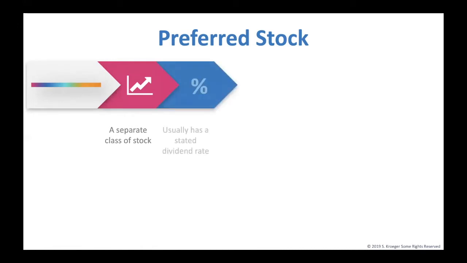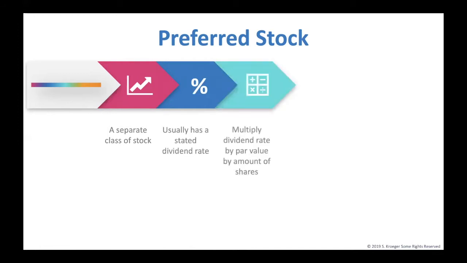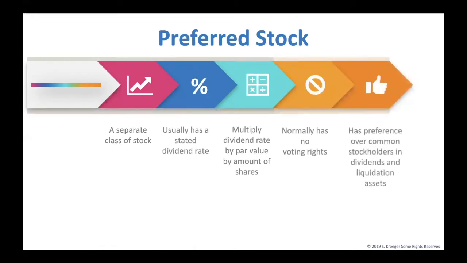It usually has a par value, but it's usually sold different from the par value, just like common stock. The dividend rate is usually stated, whereas with common stock, the dividend yield fluctuates each quarter depending on the company earnings. To determine the dividend amount, you need to multiply the dividend rate by the par value by the number of shares. Preferred stock usually does not have voting rights. However, preferred stock has a priority over common stock in receiving dividends and in liquidation of assets.